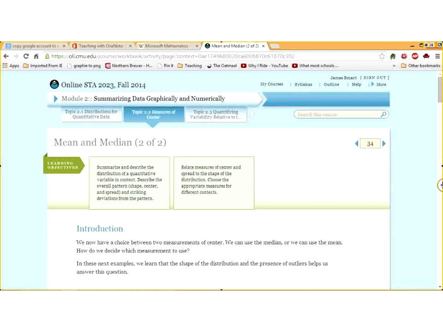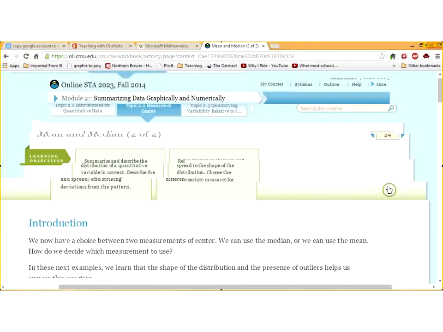And there's also a video. You can get to all these things through the resources button, but there's a video that shows you how to calculate the mean and calculate the median using the calculator, as well as some other things that we'll be talking about shortly.